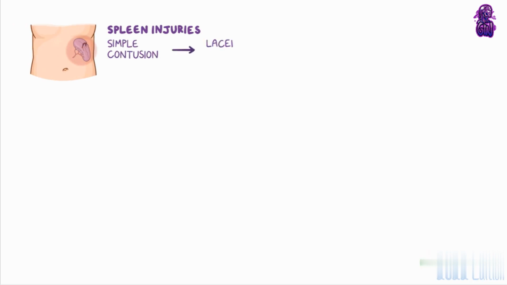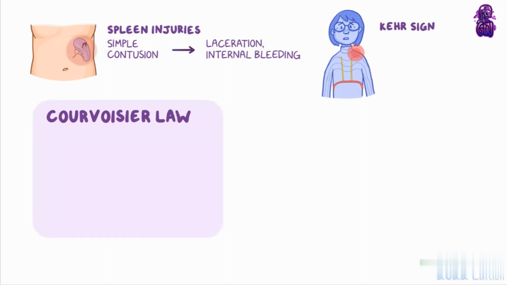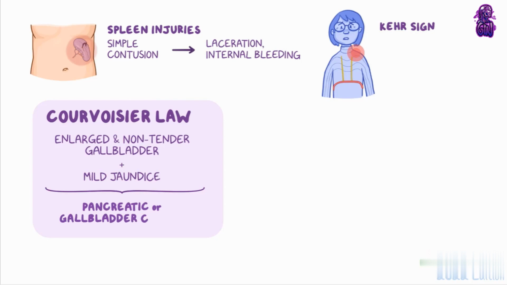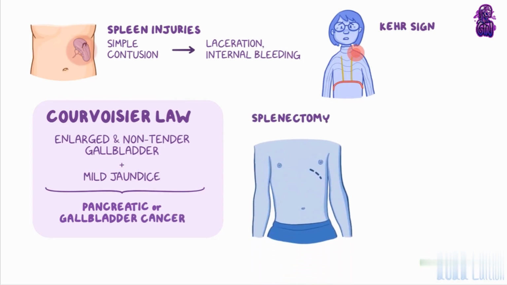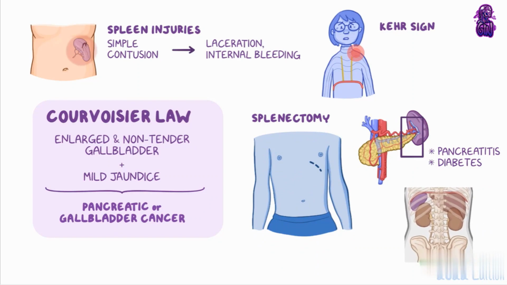The spleen is the most commonly injured internal organ during blunt trauma. Splenic injury ranges from a simple contusion or subcapsular hematoma to laceration and internal bleeding. A ruptured spleen may commonly present with a positive Kerr sign. Courvoisier's law states that an enlarged and non-tender gallbladder accompanied by mild jaundice is unlikely caused by gallstones and rather caused by pancreatic or gallbladder cancer. During a splenectomy, the tail of the pancreas can be damaged, causing issues such as pancreatitis and diabetes. A 12th rib fracture can displace anteriorly into the retroperitoneum and cause a laceration of the left kidney.